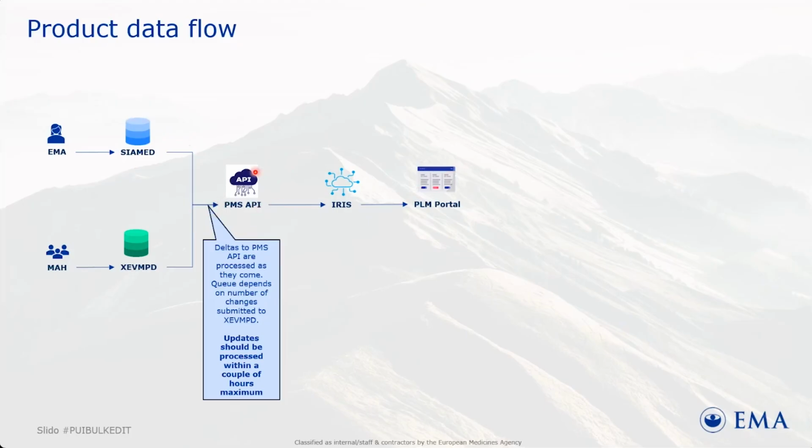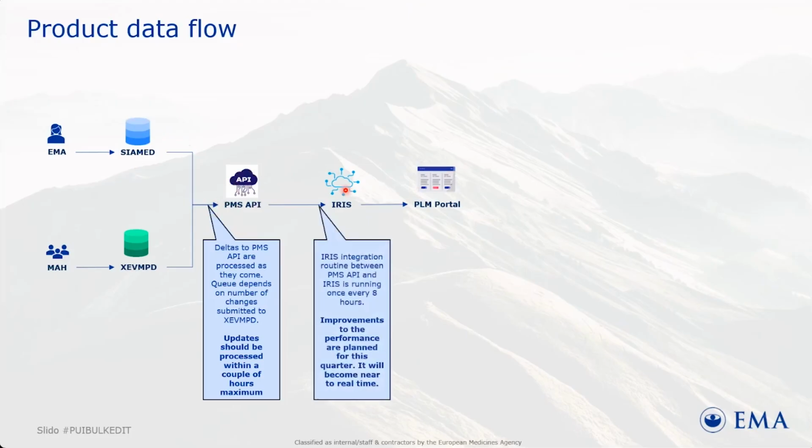Now, from this PMS API, the data is flowing into Iris. And in order for this to happen, Iris should run what we call the integration routine between the PMS API and Iris. Right now, this integration is happening around every 8 hours, but we are already planning to improve this integration, and the idea is to run this integration almost in real time.